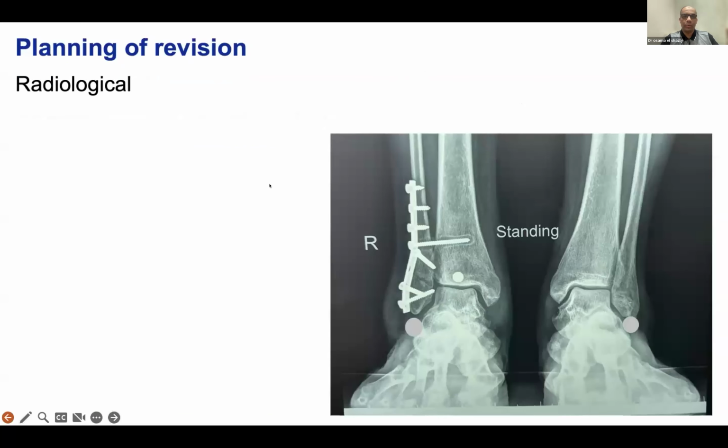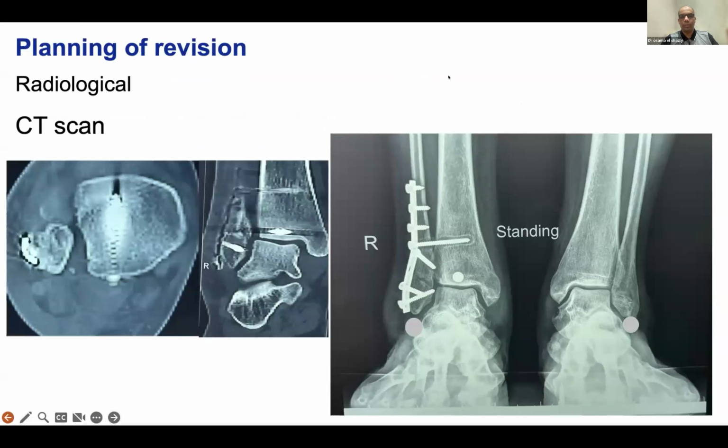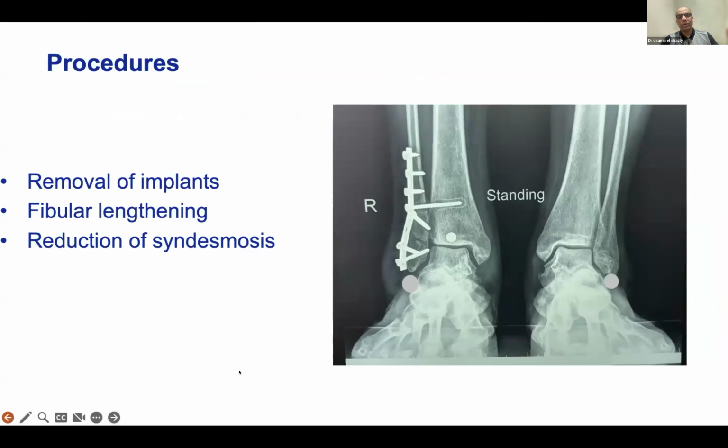This is a radiological evaluation of the patient, with standing views comparative with the other side. We can see the shortened fibula, widening of the medial clear space, and the syndesmosis is still open. CT scan preoperatively confirmed the same diagnosis. So we decided for this patient removal of the implants, fibular lengthening and reduction of syndesmosis.